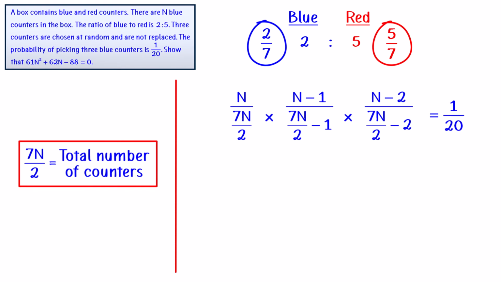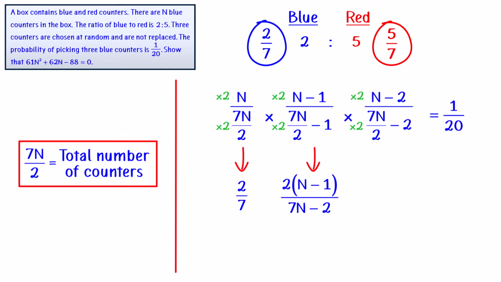So first, let's simplify the first term. If we multiply both the numerator and denominator by 2, this becomes 2n divided by 7n, which then cancels to 2/7. Similarly, multiply the numerator and denominator on the second and third terms by 2, which gives 2 times n minus 1 over 7n minus 2, and 2 times n minus 2 divided by 7n minus 4, and then make these equal to 1 over 20.